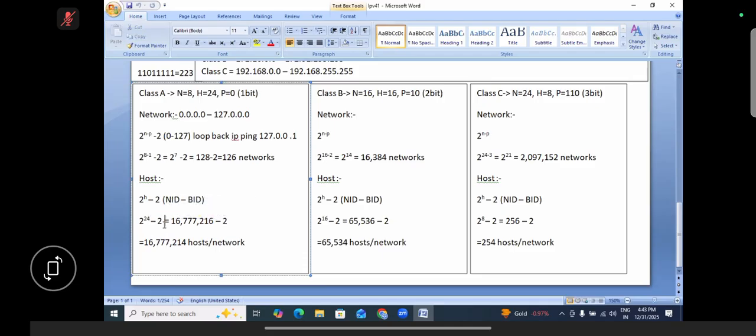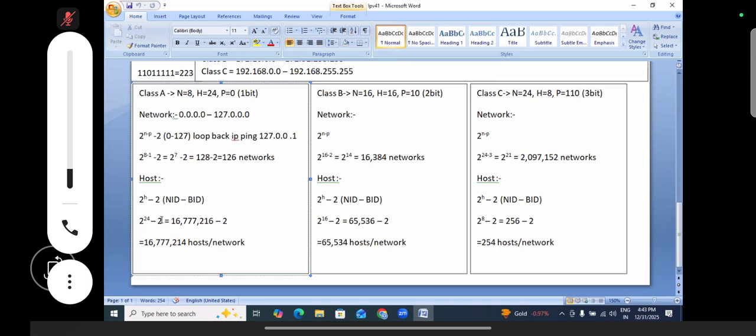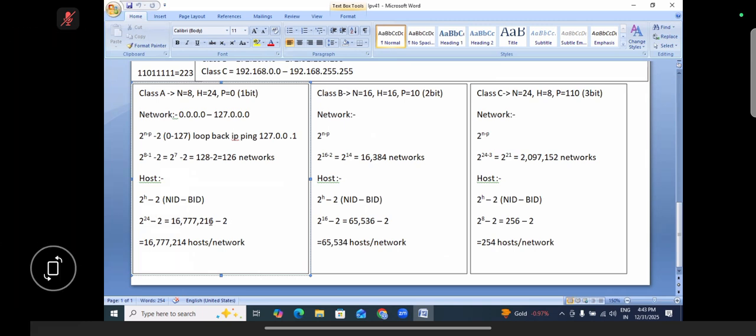I hope you got it, guys. So now 2 to the power of h is a formula. H value 24. 2 to the power of 24 minus 2. How much? More than 1 billion, minus 2. Those many hosts we can connect into each network. Host per network means, who's going to connect those many hosts into one network? Tell me. More than 1 billion hosts you are going to connect into the one network, guys.